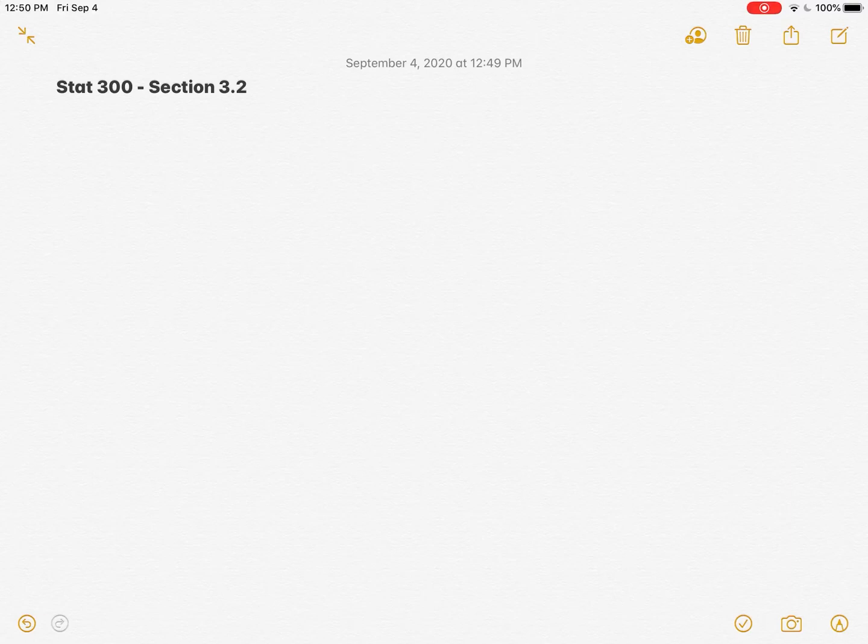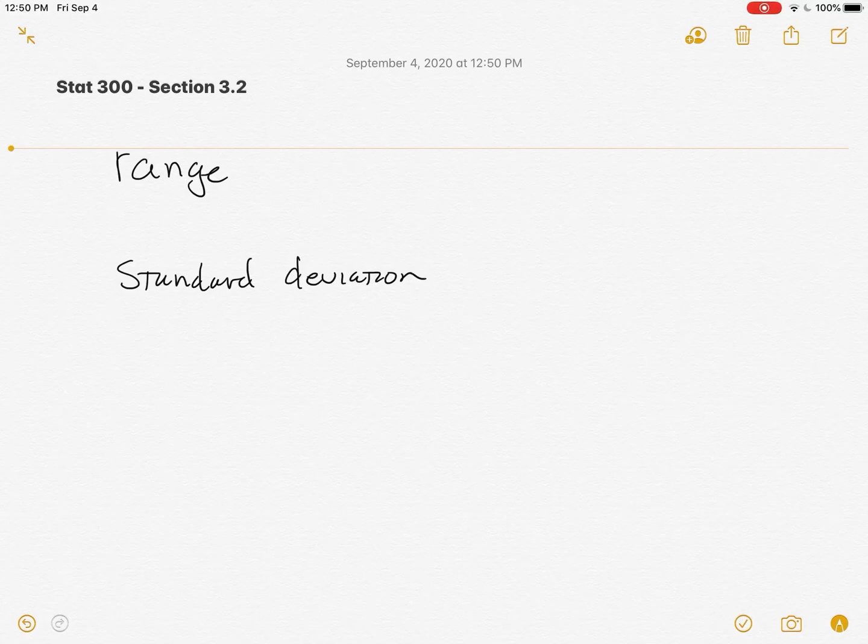There's three main types that we find. There's the range, the standard deviation, and the variance. So let's just start with the range, and what I'll present to you is a data set, and we'll find each one of these off of that data set.